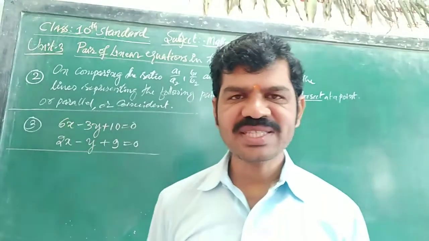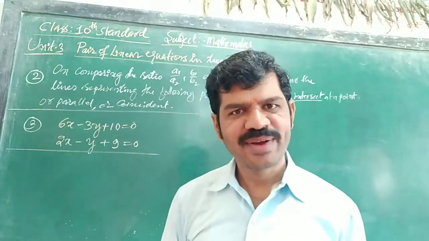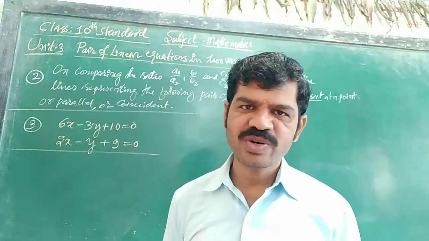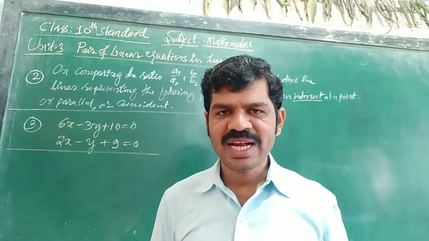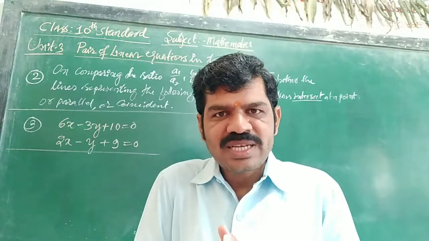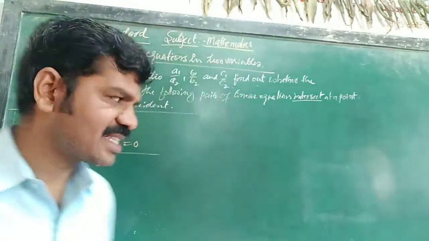So we have solved the second problem right now, and we see one more problem. Yes, students, this is the third problem. The same comparison we have to apply here also in the third problem. a1, a2, b1, b2, c1, c2, we have to extract the coefficients, and by comparing these coefficients we can know whether the given equation is coincident, parallel or intersecting lines. Come on, let us see that.